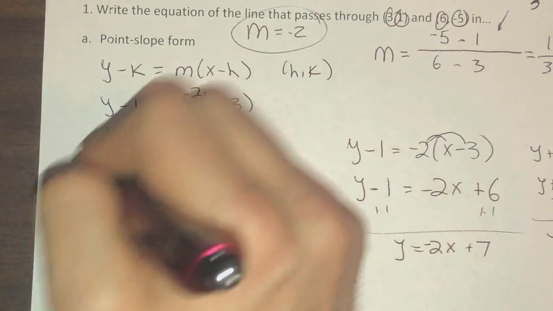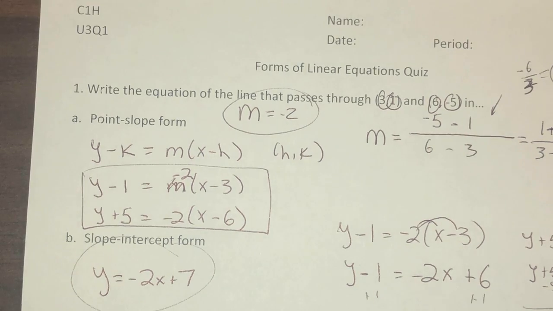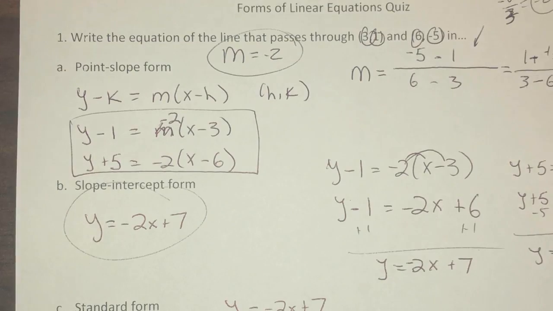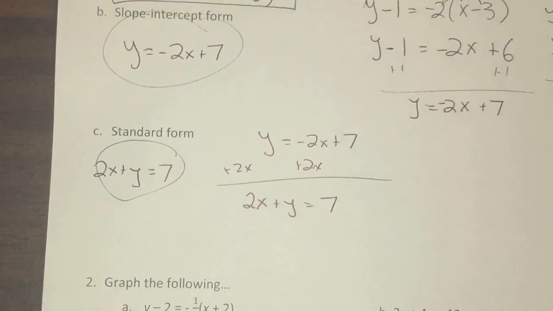Okay, so in this case, here are our answers. You could have had either one of these two for the point slope. Either one's fine, or equivalent. But for the slope intercept, you have to get this. And for the standard, you have to get that.